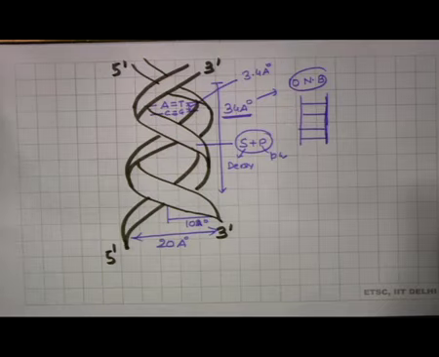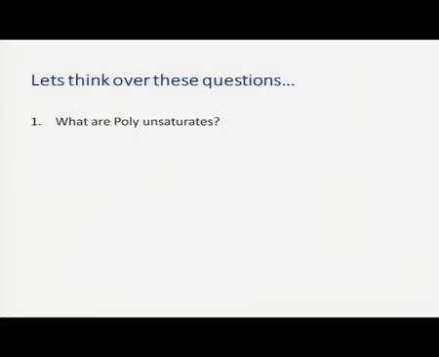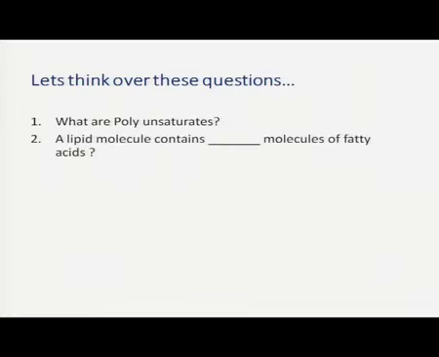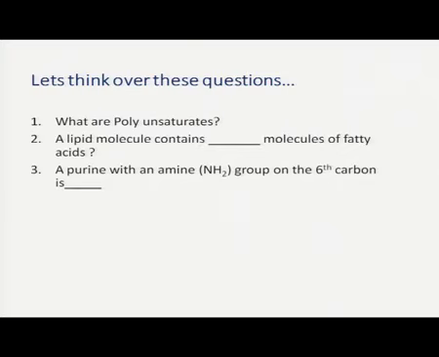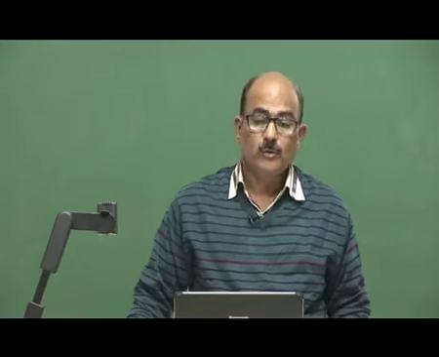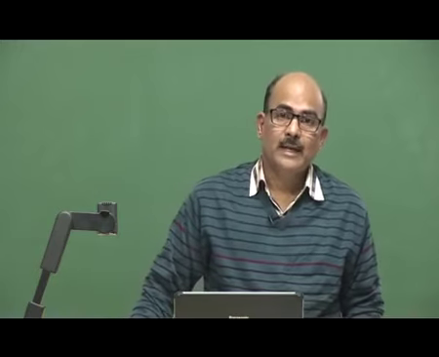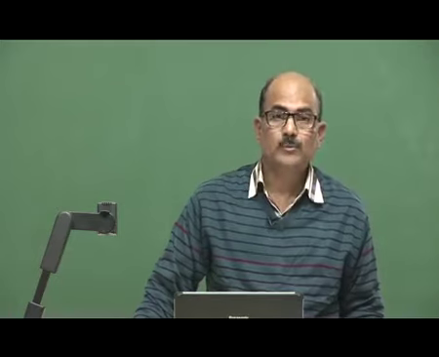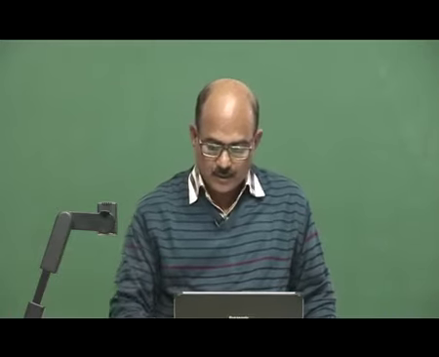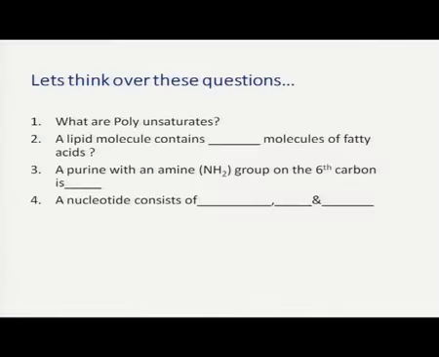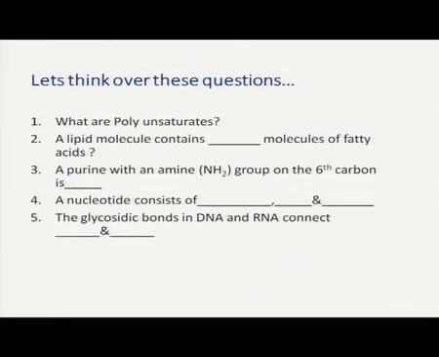Now, think over this question: what are polyunsaturates? A lipid molecule contains dash molecules of fatty acids. My third question is, a purine having an amine group on the 6th carbon position is called dash. By knowing all these purines' chemical names, which I have already discussed, you may write this answer easily. Now, my fourth question is, a nucleotide consists of dash, dash and dash. Now, my last question, the glycosidic bond in DNA and RNA connects dash and dash.